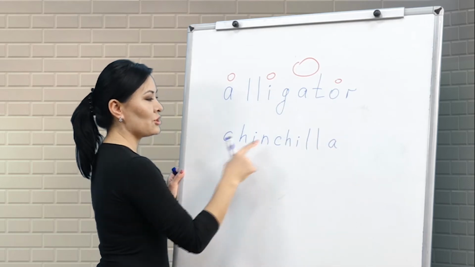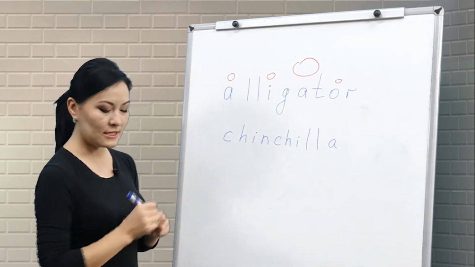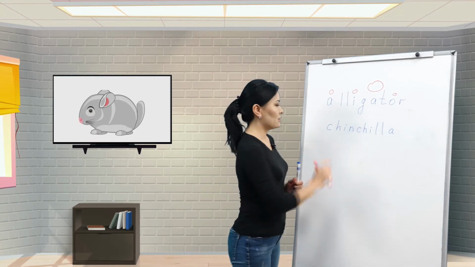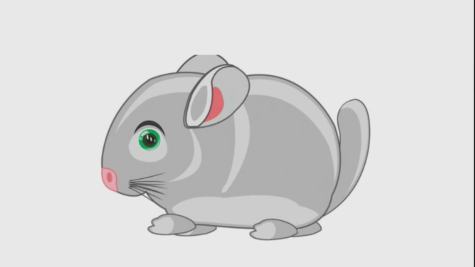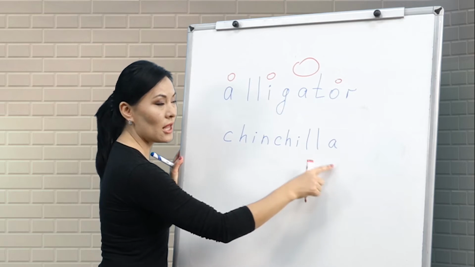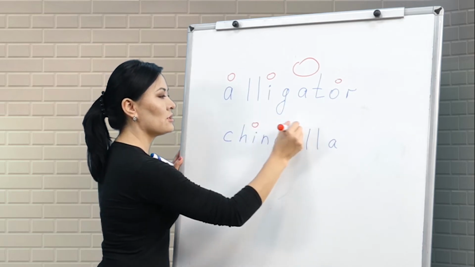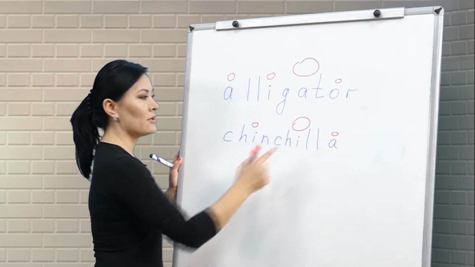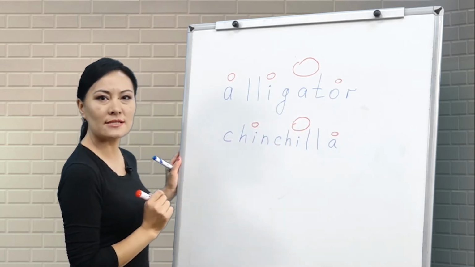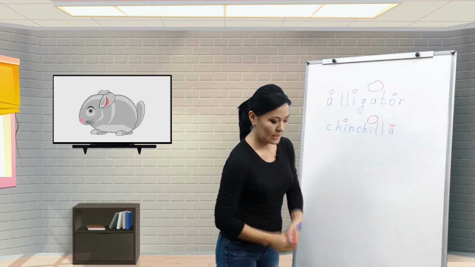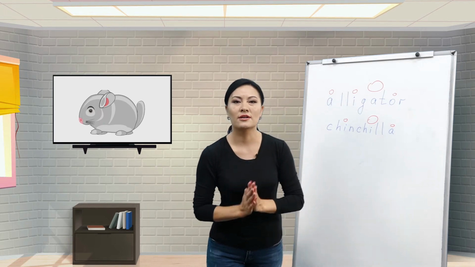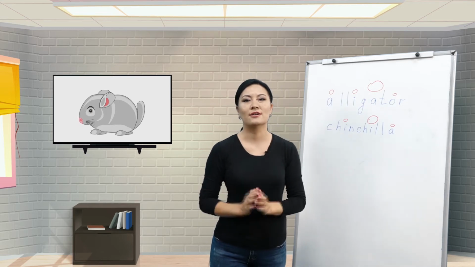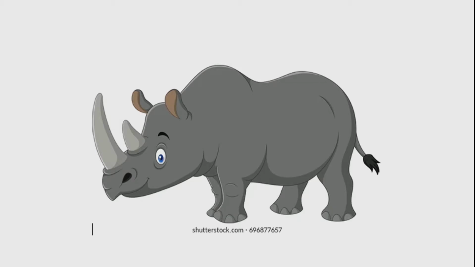C-H-I-N-C-H-I-L-L-A. Chinchilla. How many syllables are there? Chinchilla. 3 syllables. Where is the stress? Yes, it's on the second. Chinchilla. The big circle is a stress. Let's clap the word together. Chinchilla. Good job. Okay, look.